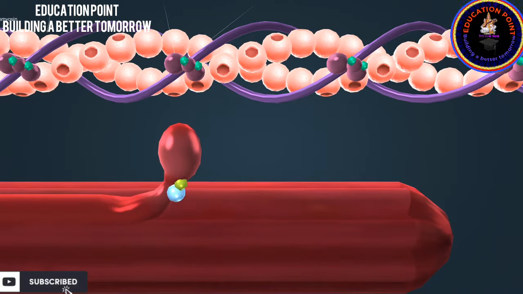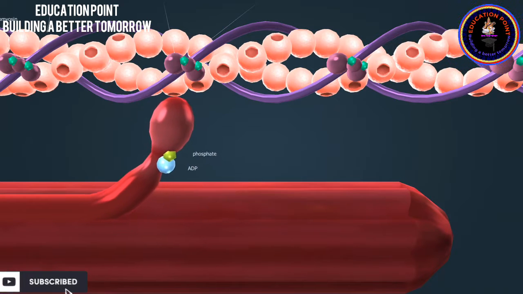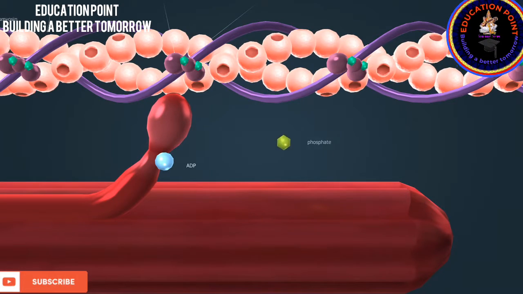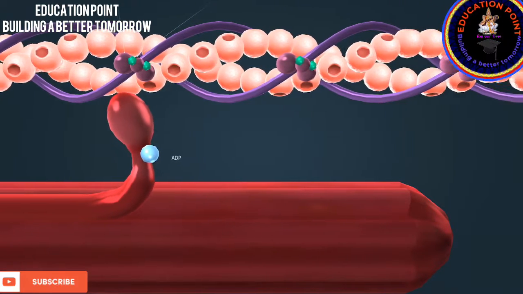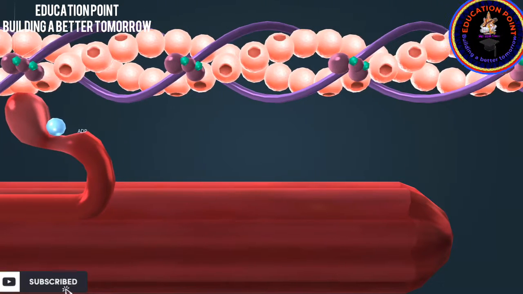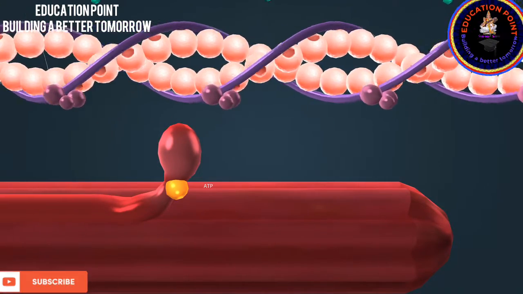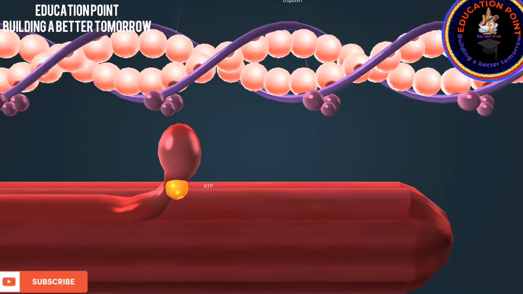The ATP molecule splits into ADP and phosphate, and the myosin binds to the actin again. This process continues while the calcium level in the muscle fiber is high. When the stimulation is over, the calcium level decreases, and the troponin-tropomyosin complex returns to the default state.